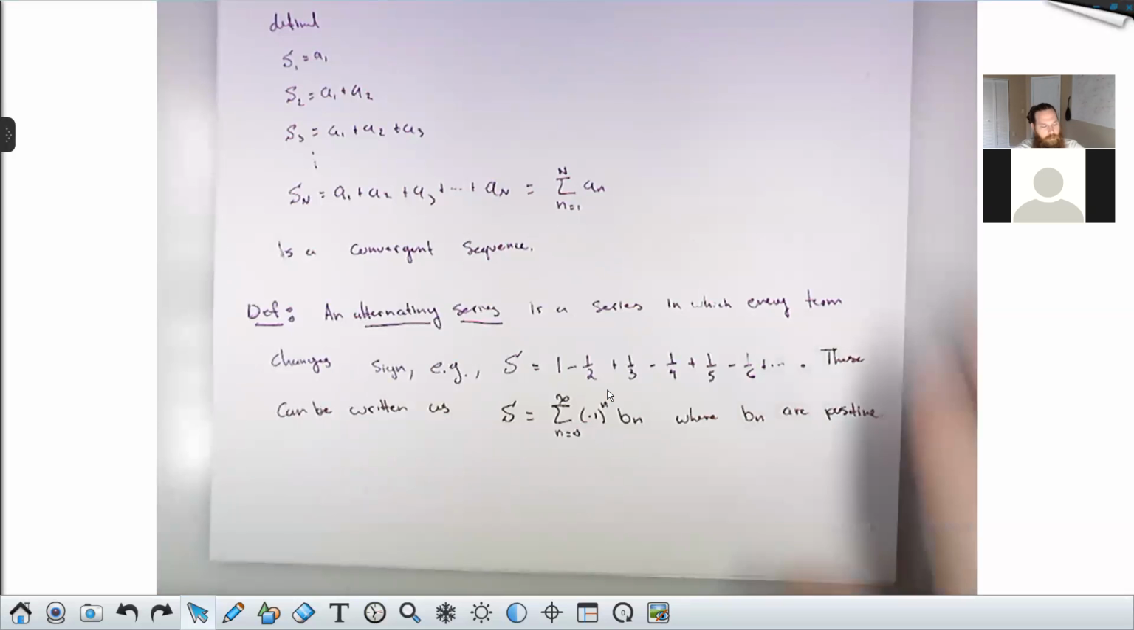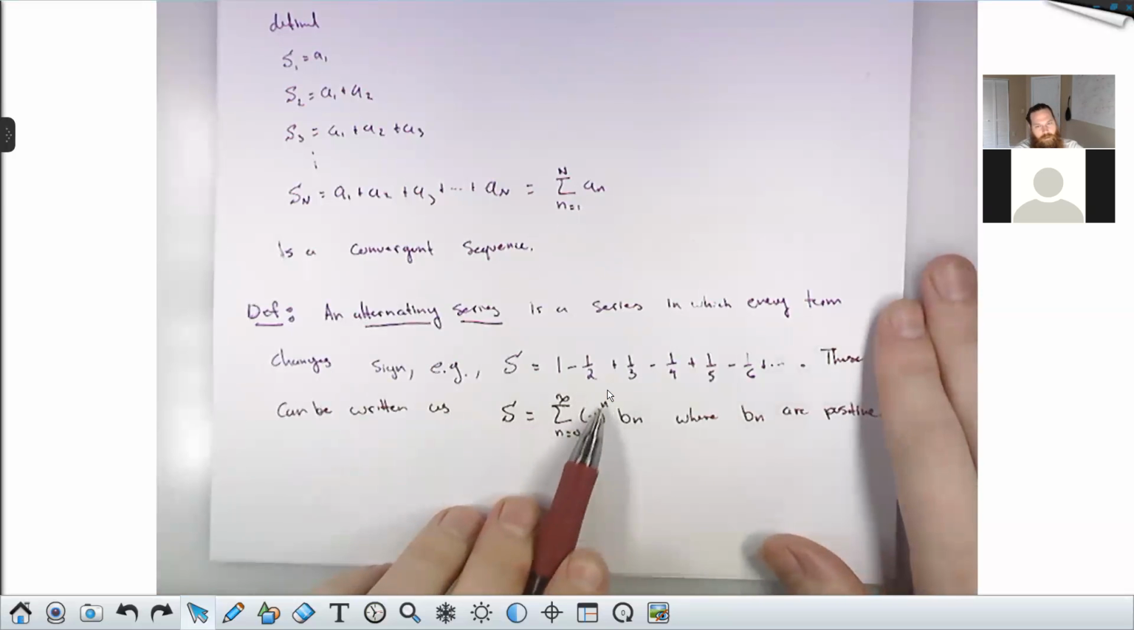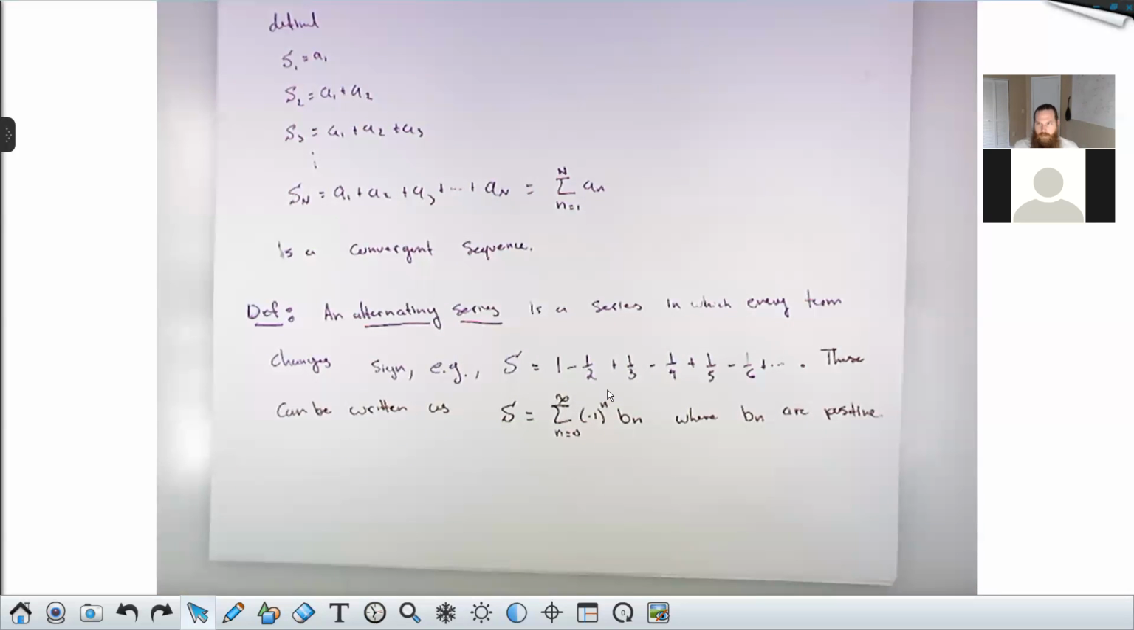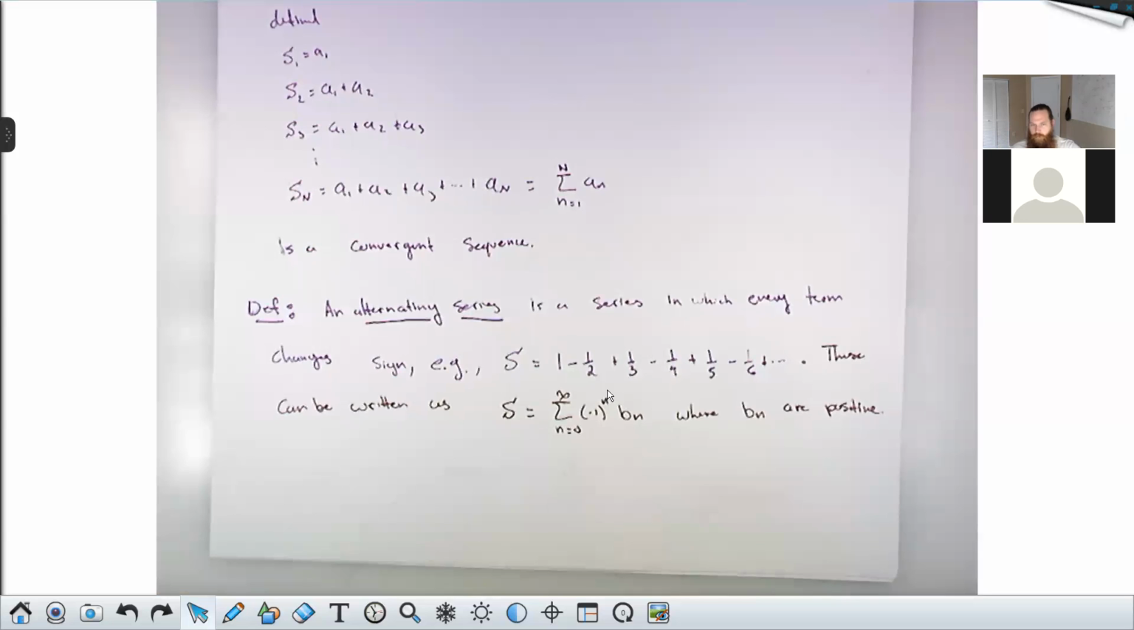Sometimes the power of -1 will be -1 to the n plus 1 or -1 to the n minus 1. But the whole idea is that you have a power of -1 that flips back and forth between positive and negative. Sometimes the series will start at 0, like I've written it here. Sometimes it'll start at 1 or 2, and you've seen that in the homework for other series problems.